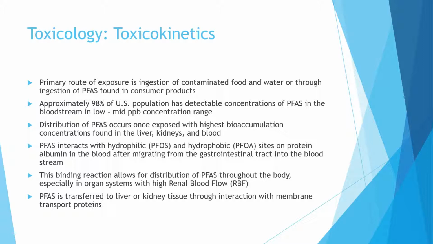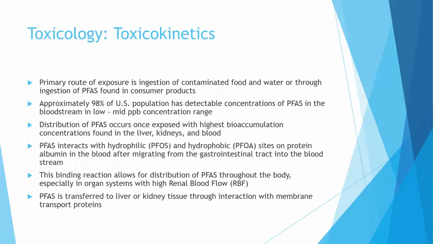PFAS interacts with the hydrophilic sites for PFOS or hydrophobic sites for PFOA on the protein albumin, which is found in the blood, and this allows it to be transported and distributed throughout the body after it migrates from the gastrointestinal tract. Typically, PFAS is found in organ systems with high renal blood flow. The liver and kidneys receive a substantial amount of blood flow, and so those are the organ systems that are typically at most risk of being exposed to these compounds as they circulate through the body in the bloodstream.